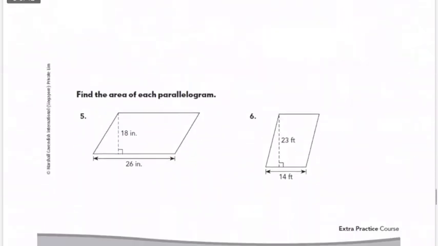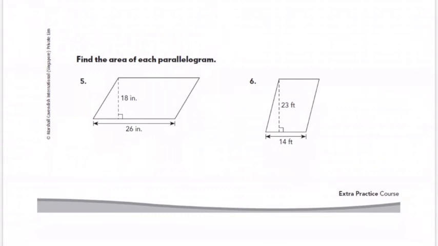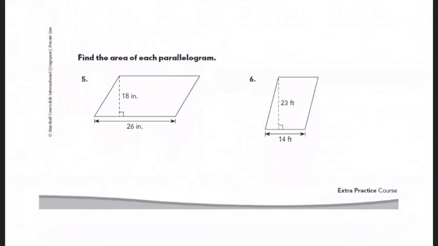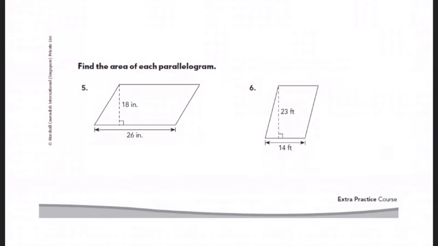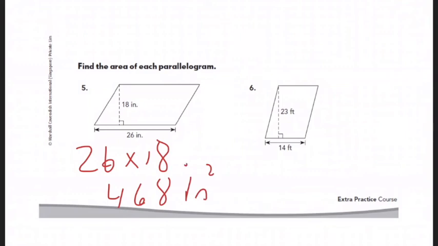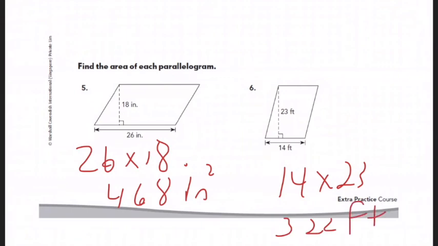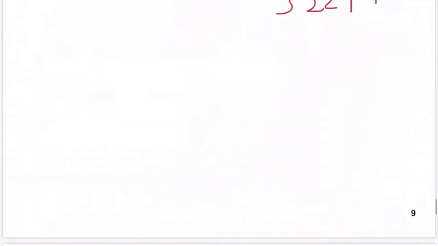Okay, let's go on. Find the area of those. Go ahead and try that, and then pause it, and then hit play when you're done. Okay, so for this one, area is base times height. So it's 26 times 18. And 26 times 18 is 468 inches squared. Next one is base 14 times 23. So 14 times 23, we got 322 feet squared. All right, let's move on.